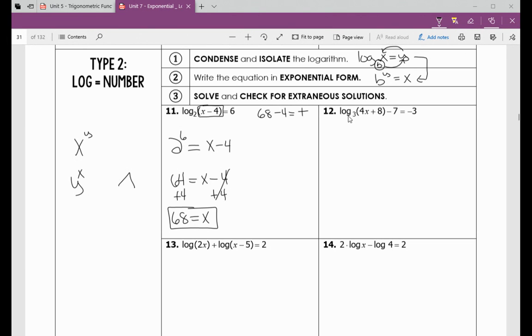All right, number 12. We are supposed to isolate the logarithm. So I need to move that 7 to the other side. I'm going to add 7 to both sides because it's outside the logarithm. So I have log base 3 of 4x plus 8 equals 4. Negative 3 plus 7 is 4.